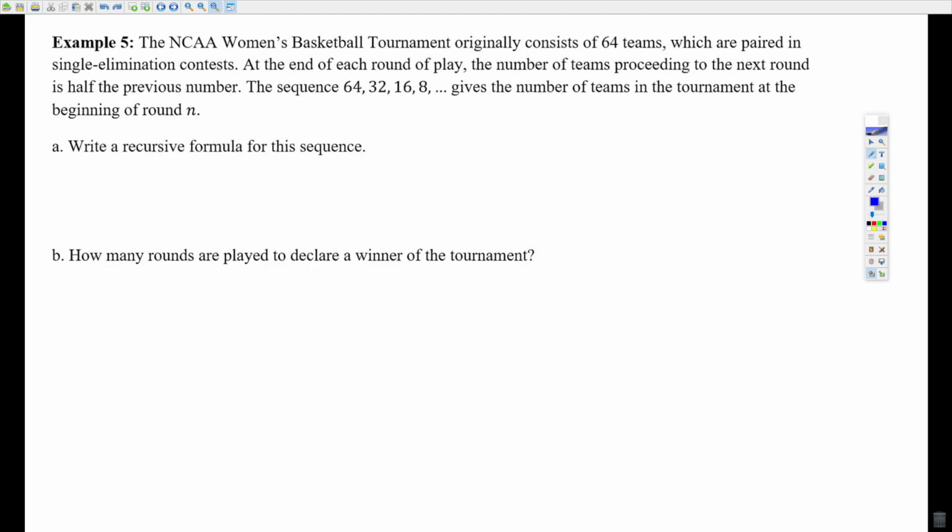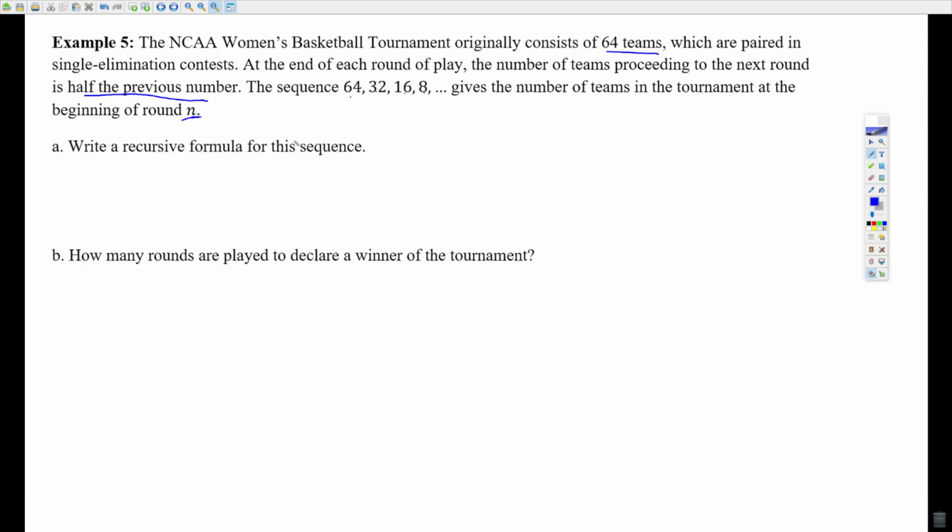Okay, last problem for us to try. Example 5. The NCAA women's basketball tournament originally consists of 64 teams, which are paired in single elimination contests. At the end of each round of play, the number of teams proceeding to the next round is half the previous number. It's important. The sequence 64, 32, 16, 8 gives the number of teams in a tournament at the beginning of round n. Write a recursive formula for the sequence.